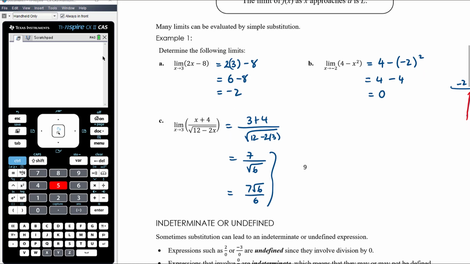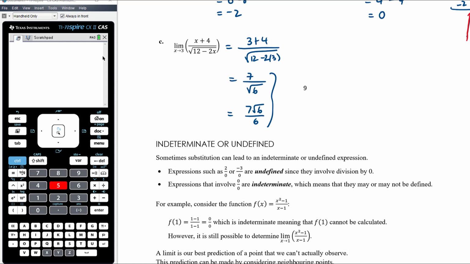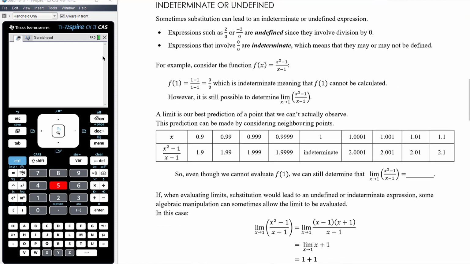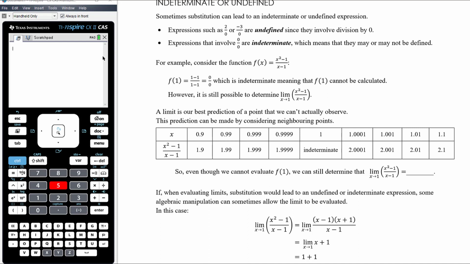Now sometimes we're not going to be able to just simply substitute the value in, and that's where we might get an indeterminate or an undefined limit. Or sorry, substitution can lead to an indeterminate or undefined expression. Expressions where we end up dividing by 0 are undefined. They can't be evaluated. However, sometimes if we substitute a value in, we end up with 0 divided by 0, and that's indeterminate. It may or may not be defined, and before we do the substitution, we might be able to manipulate the expression to an extent where we don't actually end up with 0 over 0 when we substitute in.